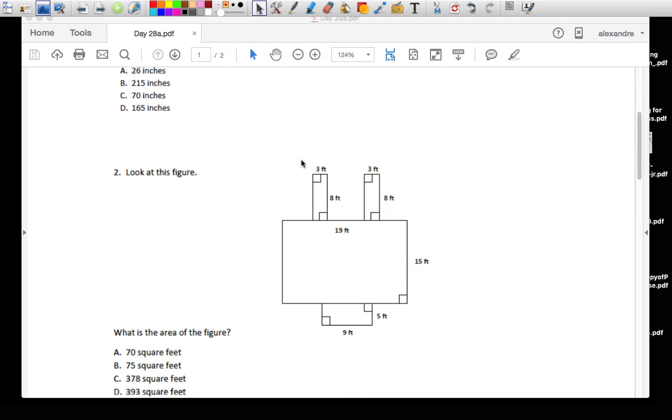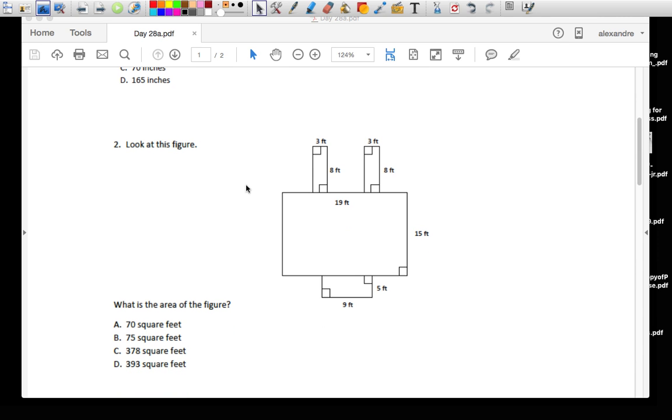Okay, so we have two small rectangles, a big rectangle, and a tiny one. What's the area of the figure? Pretty easy. They're all rectangles, so this should not have given you a problem. Take the top rectangle. That's 3 by 8, so the area of that rectangle is 3 times 8, which is 24. This one is also 3 by 8, so also 24. So far I have 24 feet squared.